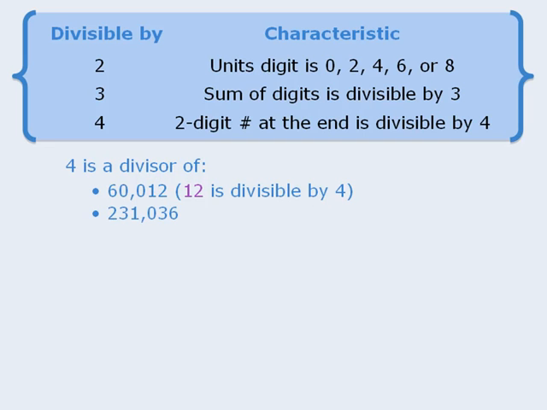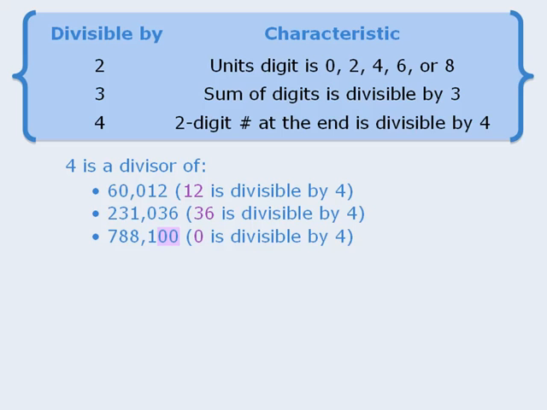Similarly, this number is divisible by 4 because the number created by the last 2 digits is 36, and 36 is divisible by 4. Finally, this number is divisible by 4 because the number created by the last 2 digits is 0, and 0 is divisible by 4.